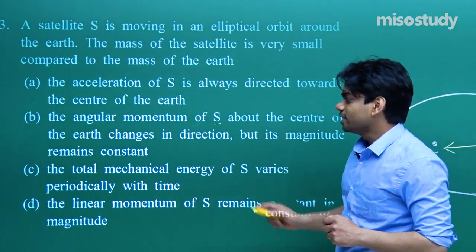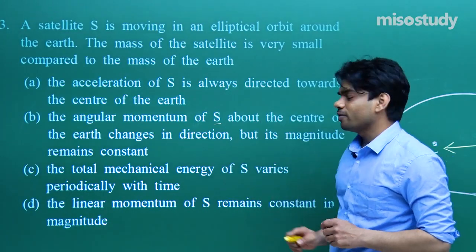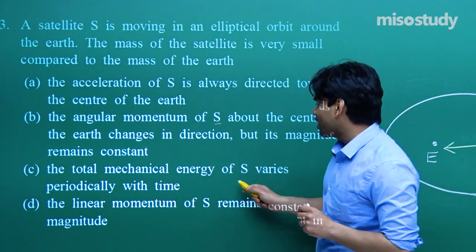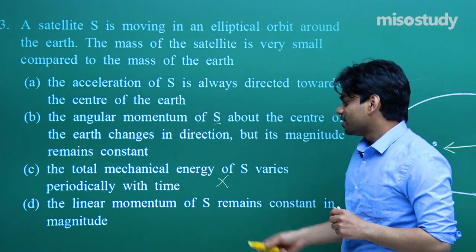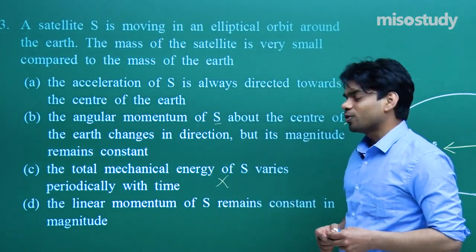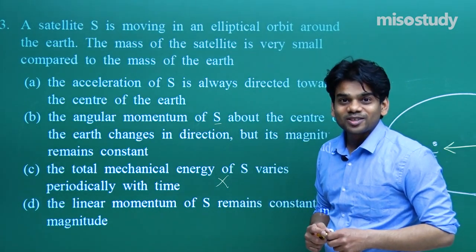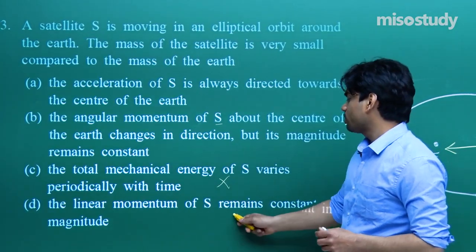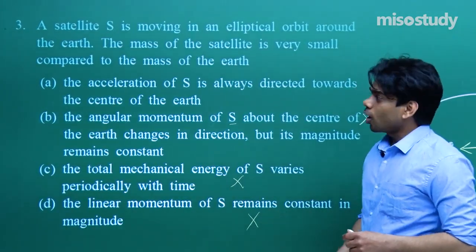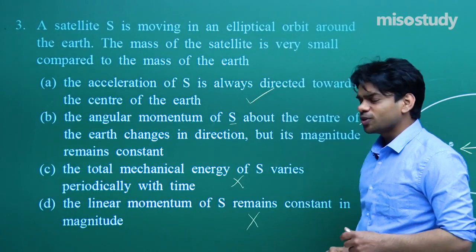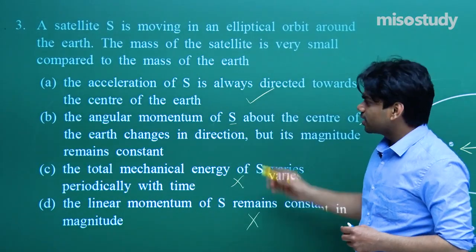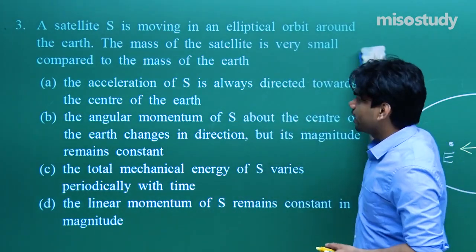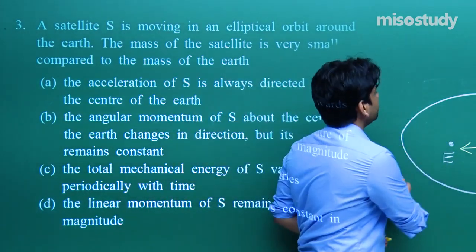Option B is incorrect. C, the total mechanical energy of S varies periodically with time. The total mechanical energy remains constant. It will not vary with time. This is incorrect. D, the linear momentum of S remains constant in magnitude. The linear momentum will not remain constant, as the velocity direction is changing. So option A is the only correct option. This was the first I discussed, and the rest I discussed why they are incorrect. Let's go ahead with the next question of the class.